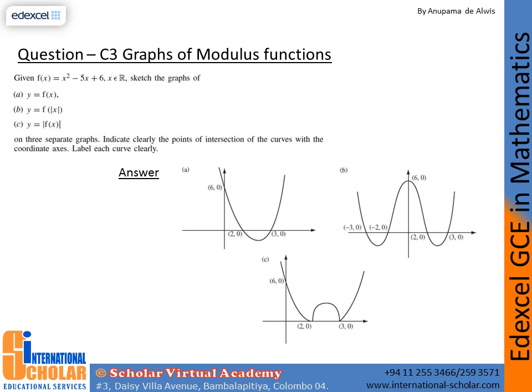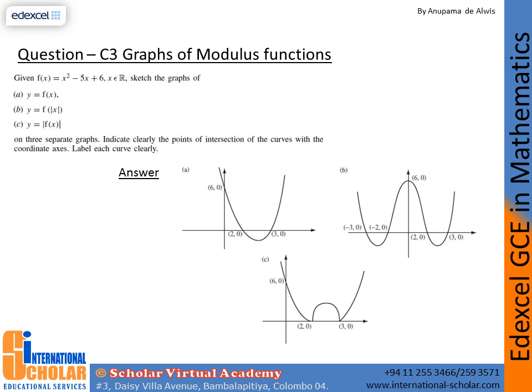In part C, you need to sketch the full modulus of fx. The full modulus of fx will not go to the negative y area, because with the modulus you always get a positive value. So what comes under the x-axis of the original graph would be reflected onto the positive side of y, as shown in part C. Now mark the points of intersection in these graphs.